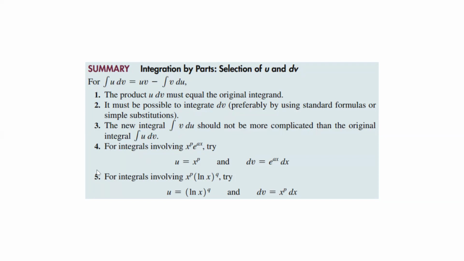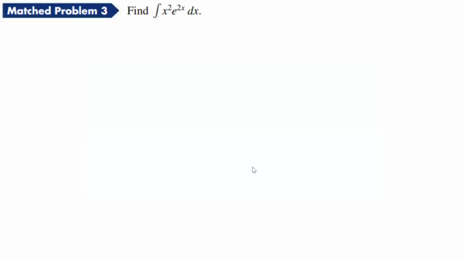And so the two key pieces, 4 and 5, are what I was talking about as we were going. If we have some x to some power times e to the ax, let u equal x to that power, and then dv is going to be e to the ax dx. That's going to be our standard if we have this form. And when we have the ln, u is going to be ln of x to the whatever power, and dv is going to be x to the p dx. That's how we're going to choose our examples, and hopefully it works out so it's easier to integrate.